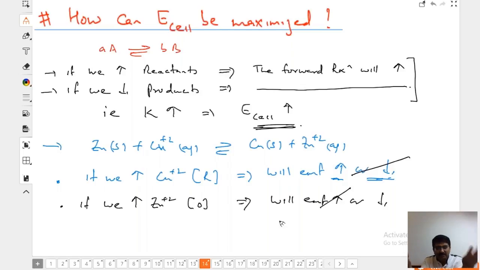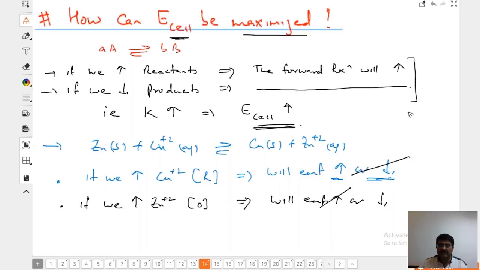Just remember one basic thing. You are doing a chemical reaction to produce energy, electrical energy. Only if the reaction goes in the forward direction, then more energy will be produced. If I pull the reaction towards the reactant, then how can you get the energy? So if you want to maximize the E cell, just push the reaction in the forward direction. Is the concept clear, beta? How can E cell be maximized?